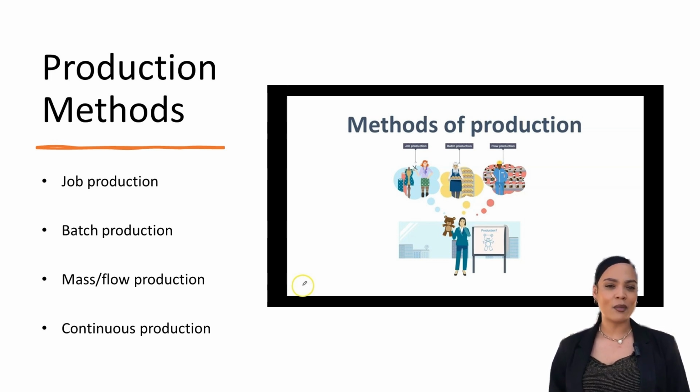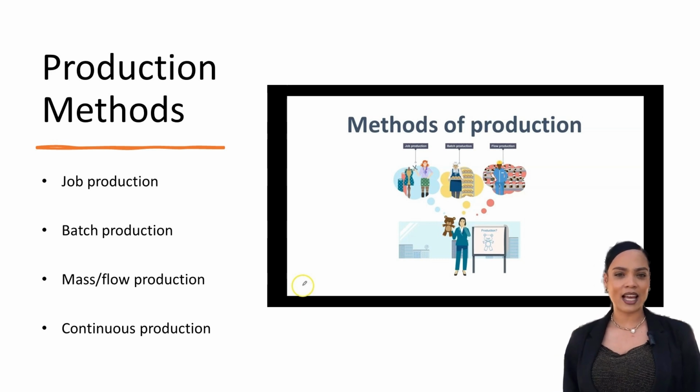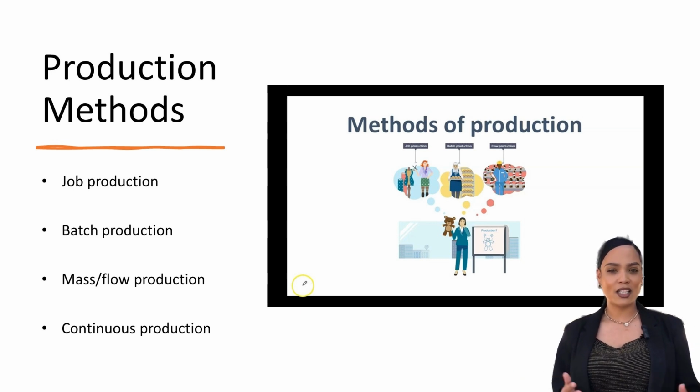Customized, unique products are made one at a time. Each job is different, requiring specific materials and instructions. Examples: specialized fabrication, custom parts, prototypes. This method enables flexibility but is slow and expensive. 2. Batch production. Products are made in groups or batches.